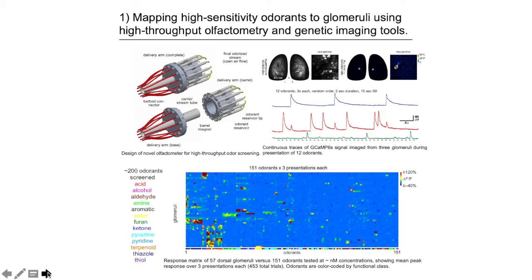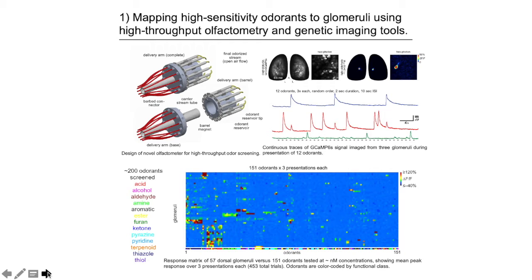In our experiments, we used a novel olfactometer for high-throughput odor screening, the design of which is illustrated here. Next to it, we show an example of 12 odorants presented in random order 3 times each to obtain continuous GCaMP6 signal traces from dorsal glomeruli, that is, in OMP-IRES-tTA mice crossed with tetO-GCaMP6 mice.